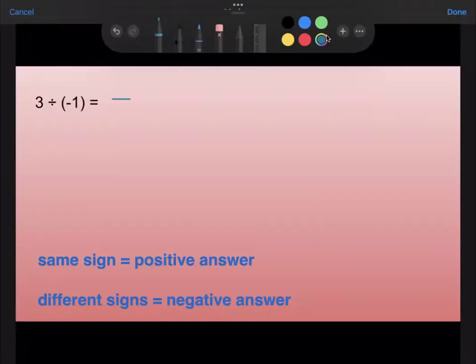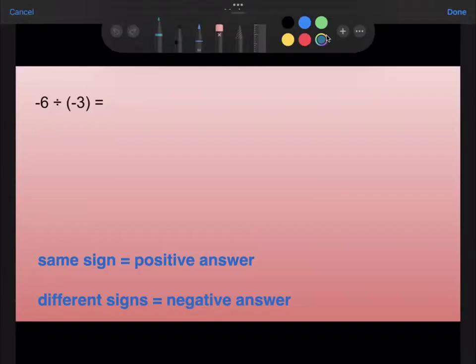Now, the second step is just to do the calculations. So I'm just going to do 3 divided by 1 and ignore the negative part for now. 3 divided by 1 is just 3. So at the very end, I'll put those two steps together. And my final answer to this will be -3.